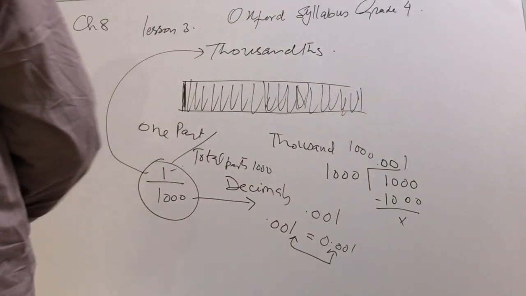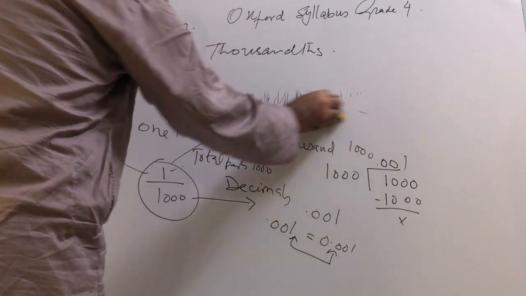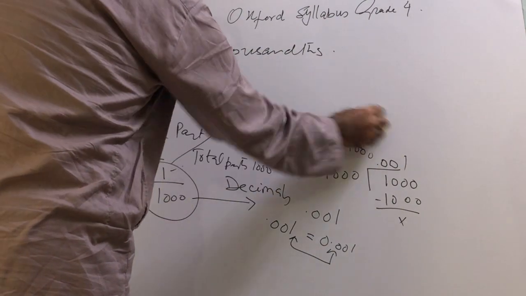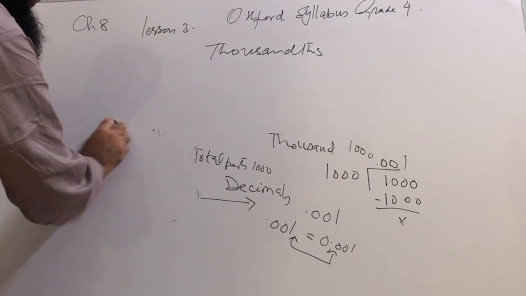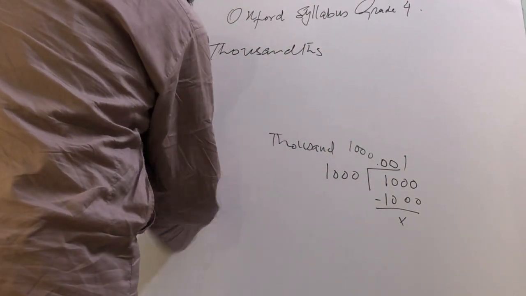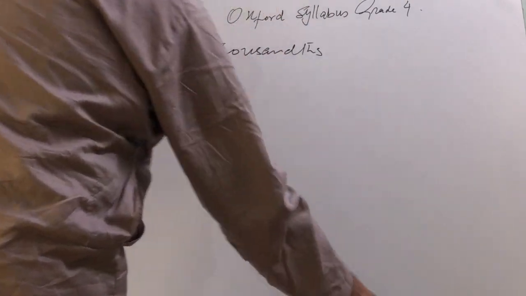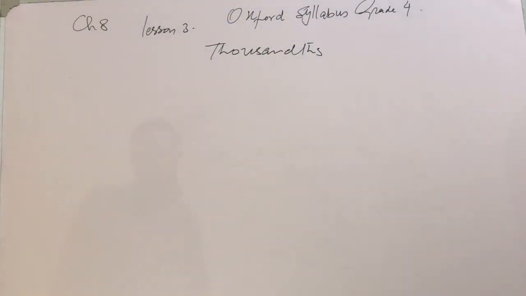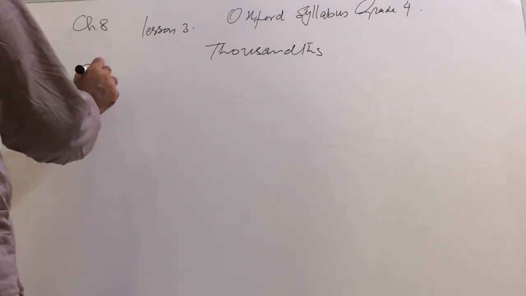So try to understand the idea, the concept of thousandths, that it is one part out of 1000 parts. Now we'll move ahead, and we have also learned how to convert the fractional form into decimal form, that 1 over 1000 is equal to 0.001.